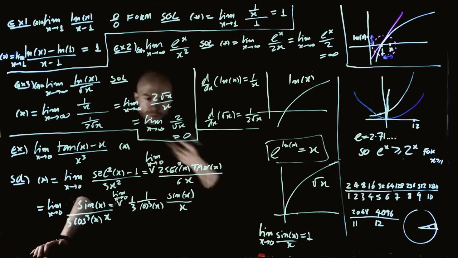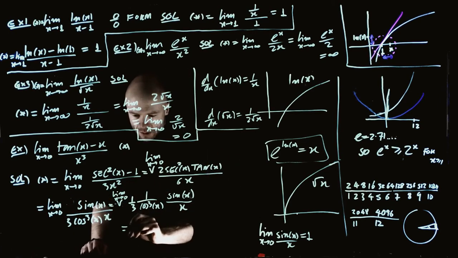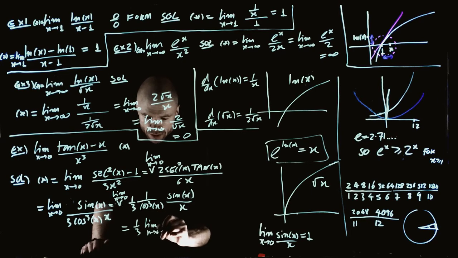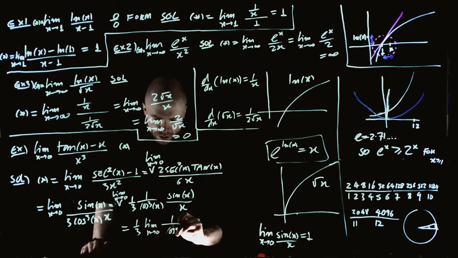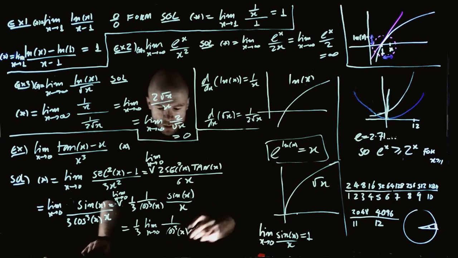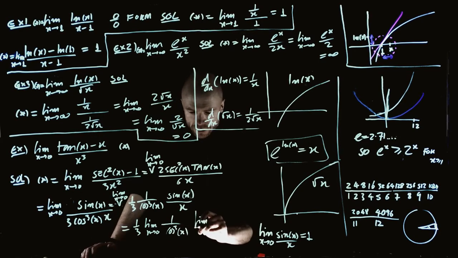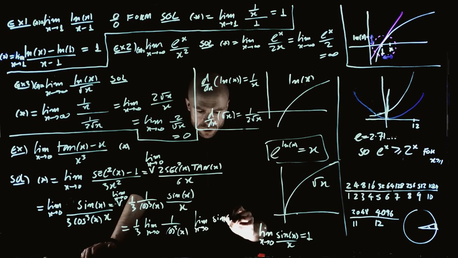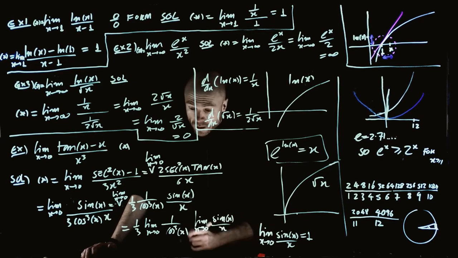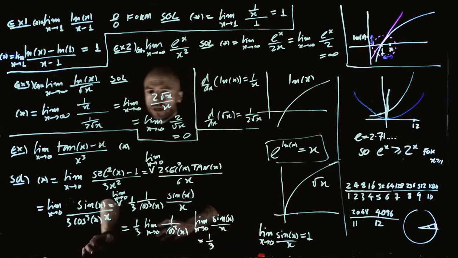So we can apply the product rule for limits. So it's going to be 1 over 3, the limit as x tends to 0 of 1 over cosine to the power 3, and then this limit as x tends to 0, sine of x over x. And that's just going to be 1 over 3, because this is 1, so it's 1 times 1 times 1 over 3. And that's our answer.